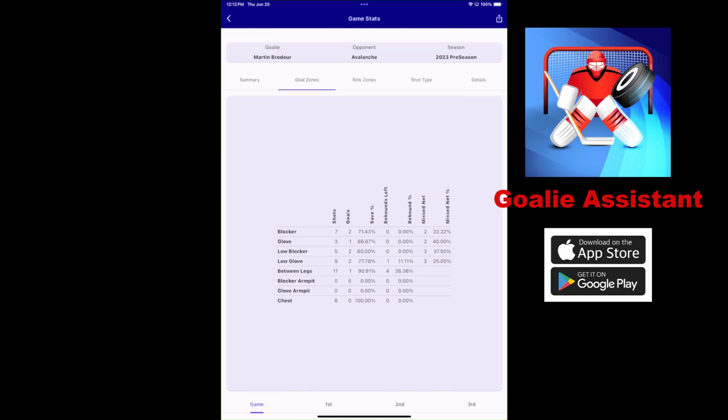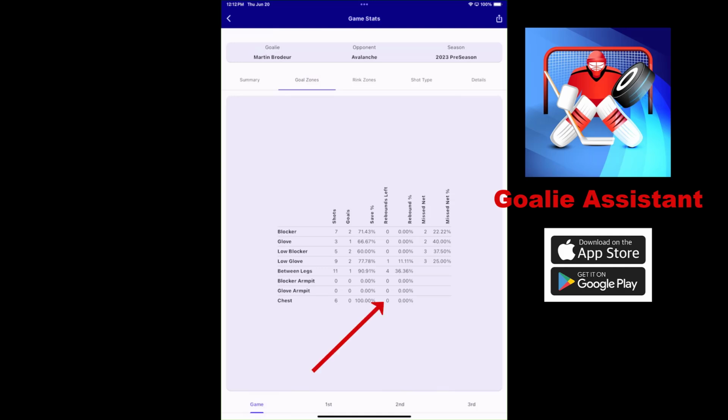And then I always look at glove, blocker, low glove to see, are we leaning a direction? It doesn't look like it. You have 22% blocker, 40% glove, but that's flipped: 37%, so almost 40% low blocker, and the low glove is 25%. So it looks like he's probably in the middle. If his blocker side or glove side had significantly more missed nets than the other, then maybe my goalie is off at an angle.